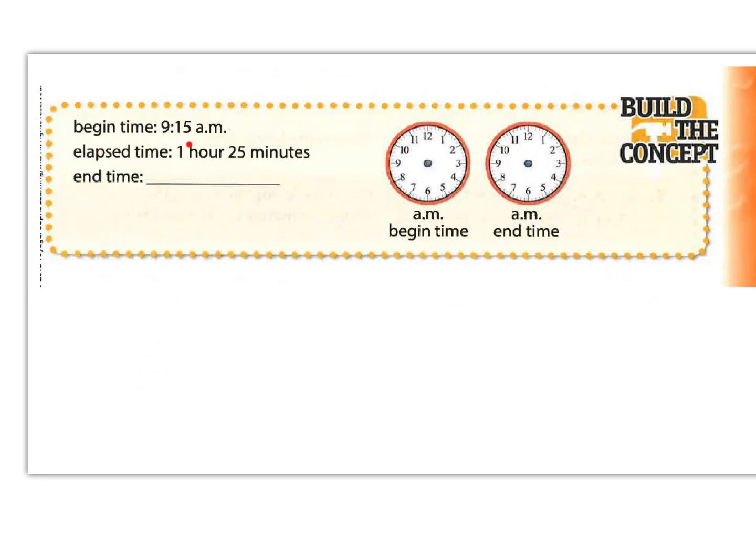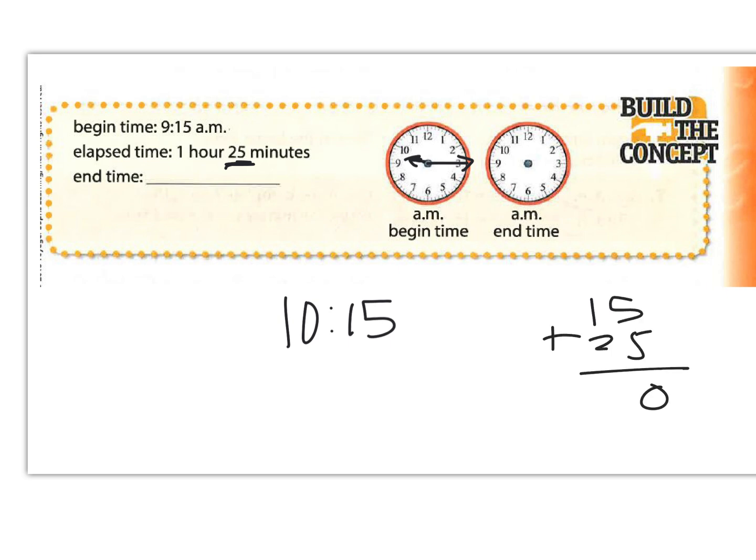All right, this says begin time is at 9:15, and then the elapsed time is 1 hour, 25 minutes. We got to find the end time. So the beginning time is 9:15, so the shorthand is on the 9, and then the longhand is on the 3 for 15. Well, I got to go a whole hour from that. So if I go a whole hour, 9:15, I go to 10:15. Okay, so I'm at 10:15 now for an hour later, but then I got to go another 25 minutes. So if I have 15 minutes, I can just add another 25 minutes and I get 40. So it's going to be 10:40.